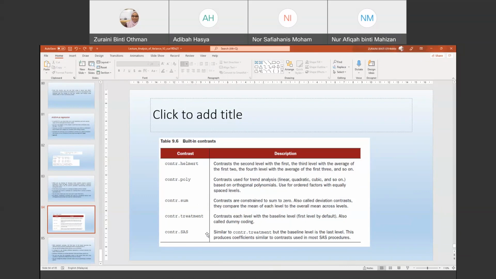Then there is the treatment contrast, where each level is compared to a baseline level. The first level is the baseline by default, also called dummy coding. And contrast for SAS is similar to contrast treatment. This produces coefficients similar to contrast treatment.